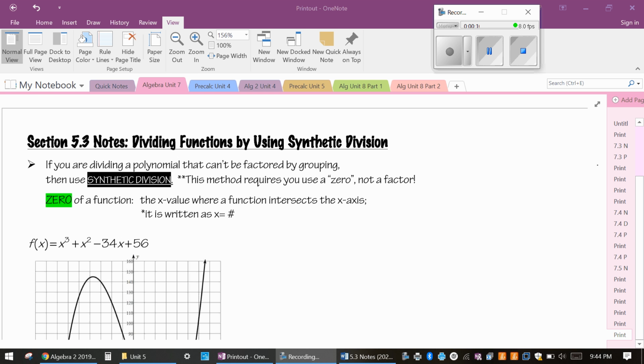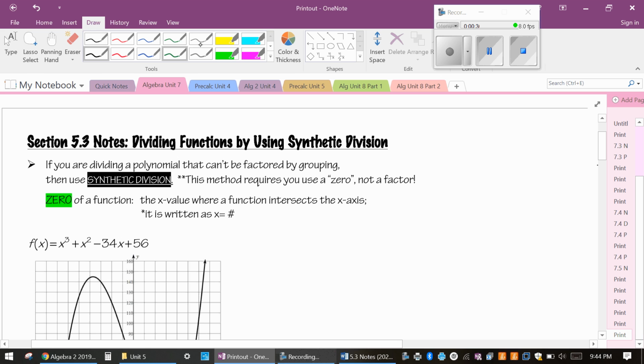The notes are about how to divide functions using synthetic division. So far, we have divided functions by factoring by grouping. However, if you are given a polynomial that cannot be factored by grouping, you're going to have to use synthetic division. And that's what the new lesson is about.